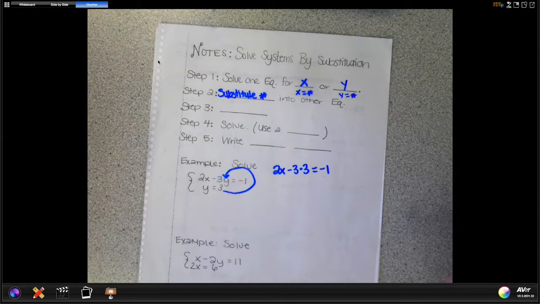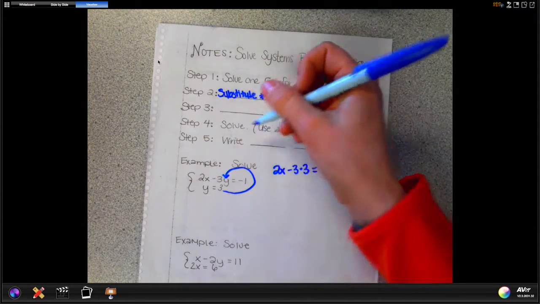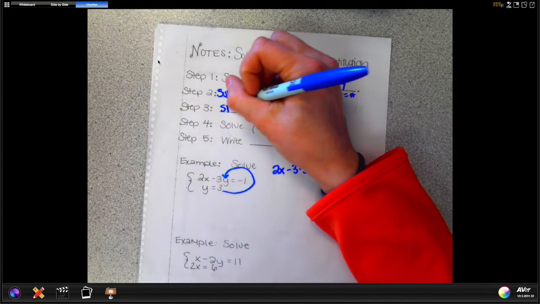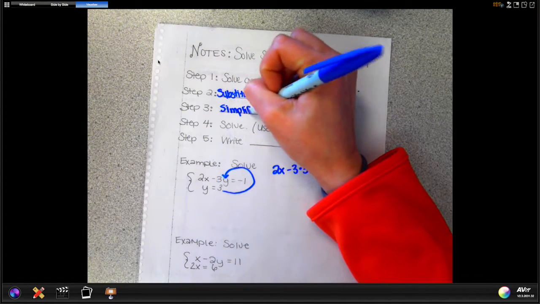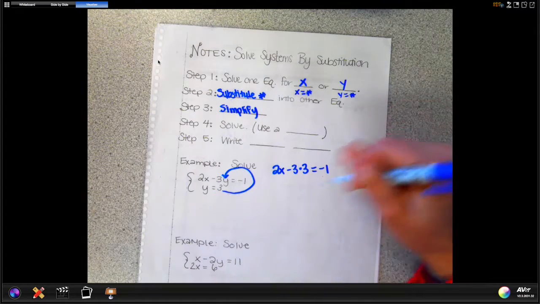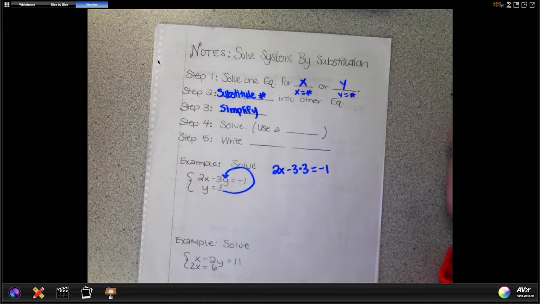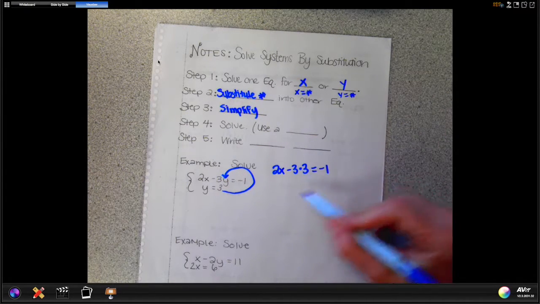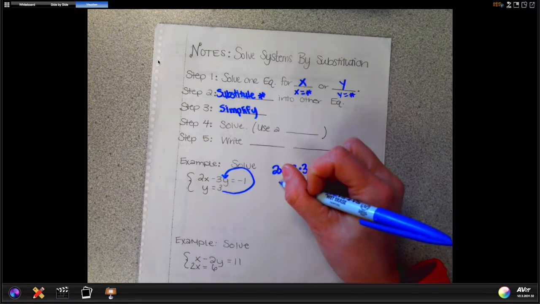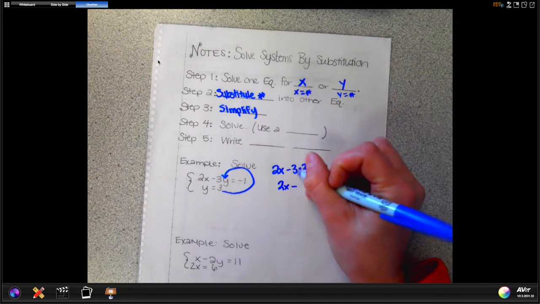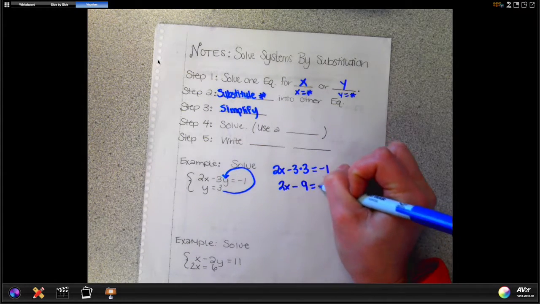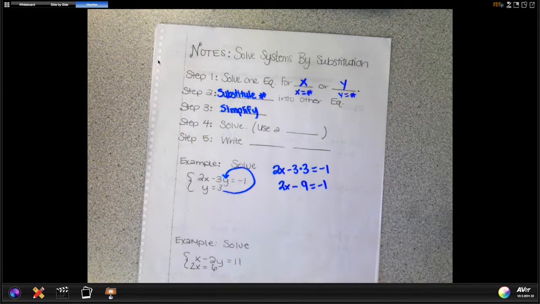Right? Once you've done that, step 3 is to simplify if you can. And by simplify, a lot of times that means that there's going to be something in here that can be multiplied together to make the equation shorter. Okay? So in this case, 3 times 3 can be multiplied together. So we really have 2x minus 3 times 3 is 9 equals negative 1. Great. Now, step 4 should look familiar to us. We haven't done this in a while, but step 4 is going to be to solve.